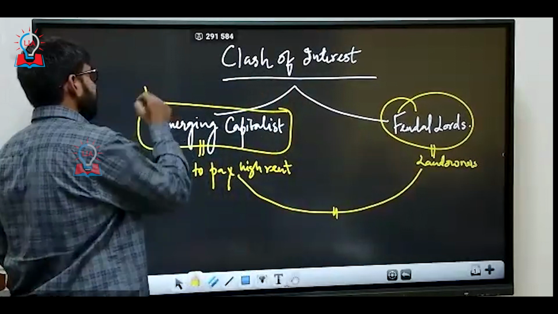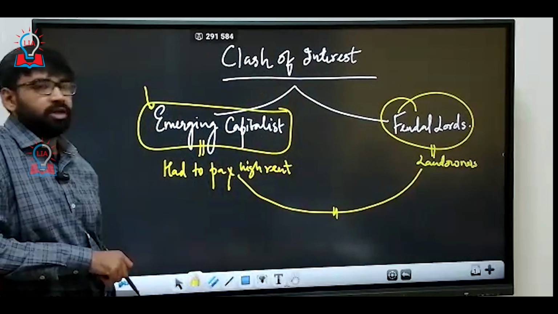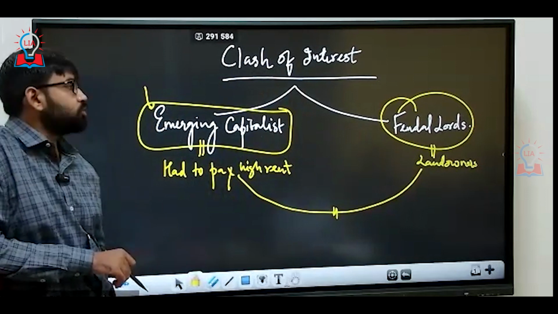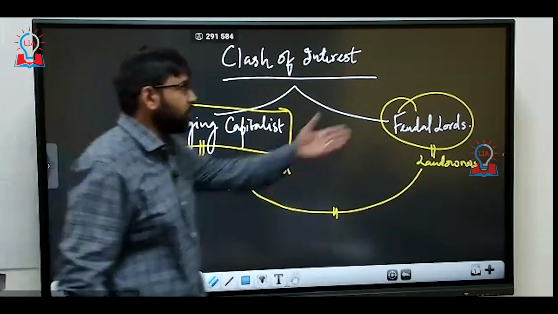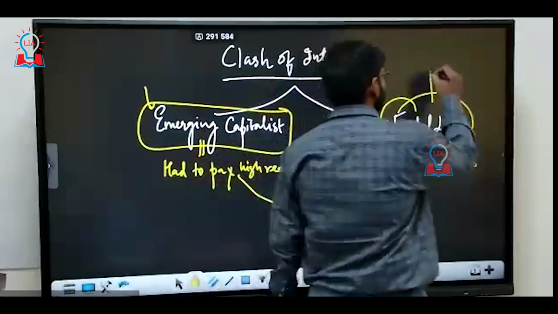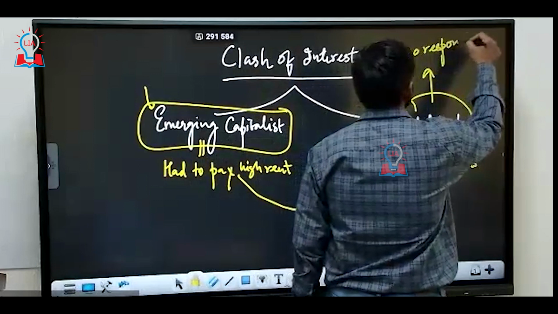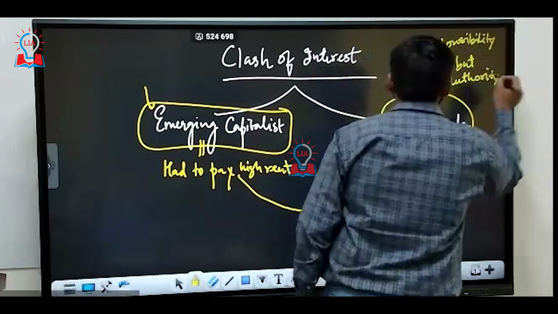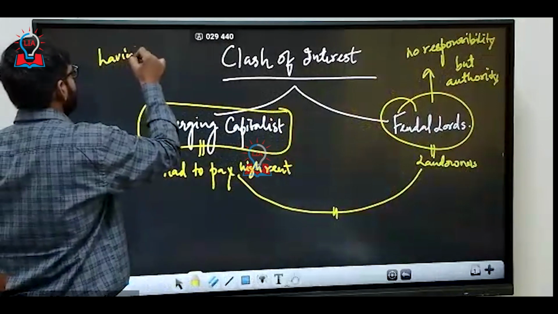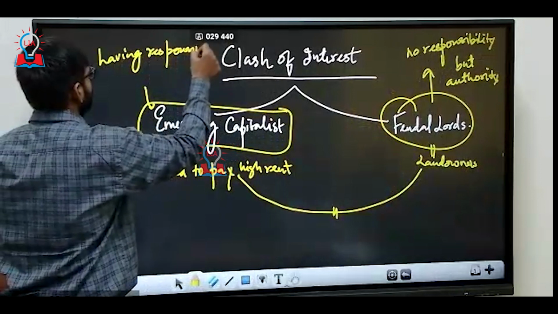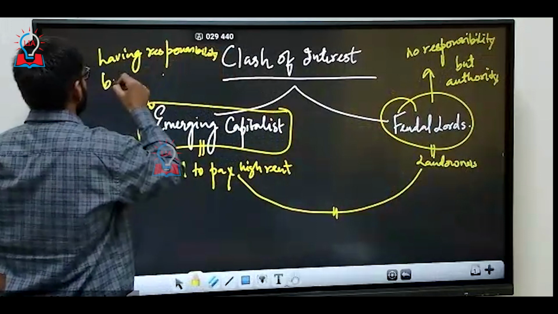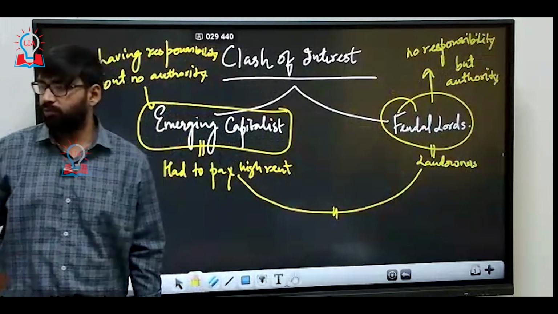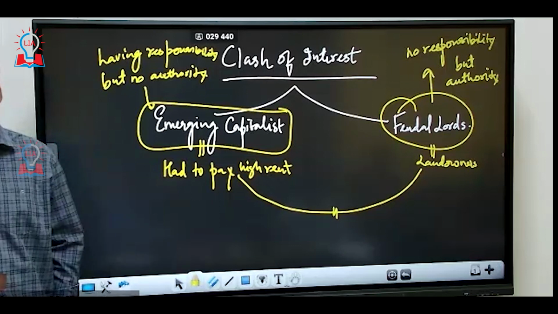Though they were paying the taxes, they were paying the rent, but they were not having any respect in the society. Capitalists were not having any respect because the society was under the control of feudal lords, and feudal lords were exempted from the taxes. So they were having no responsibility to pay tax, but they have authority, and capitalists were having responsibility, but no authority. This was another reason for the clash of interest.